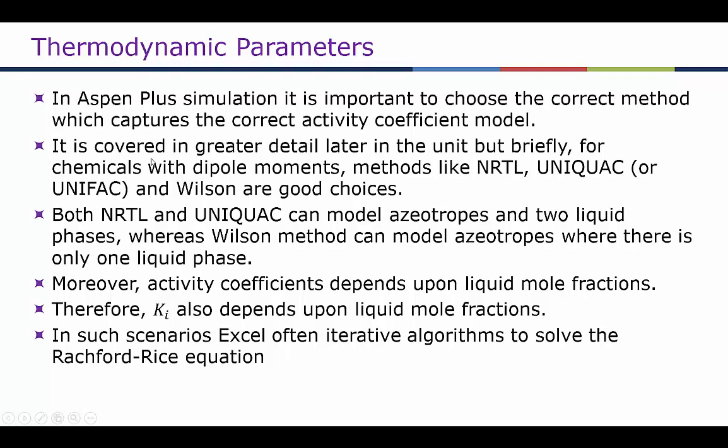In this section, we are going to see how we can use NRTL, UNIQUAC, and Wilson models to predict the property for components that we have. Both NRTL and UNIQUAC can model azeotropes. So azeotropes are systems where the composition in the liquid phase is equal to the composition in the vapor phase, which means we cannot separate them using the vapor liquid equilibrium.